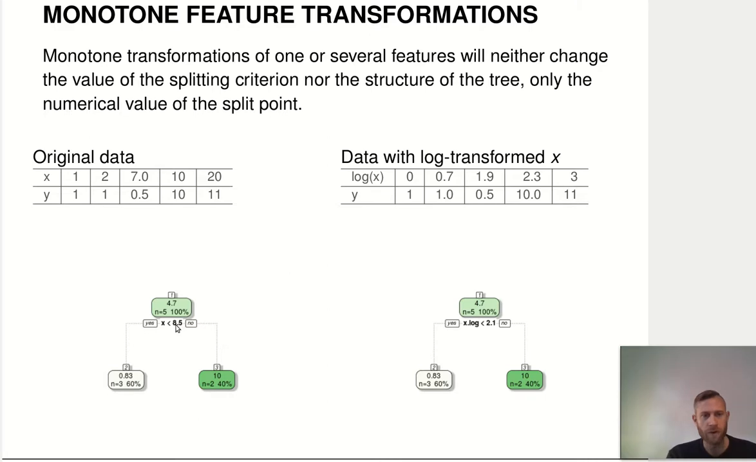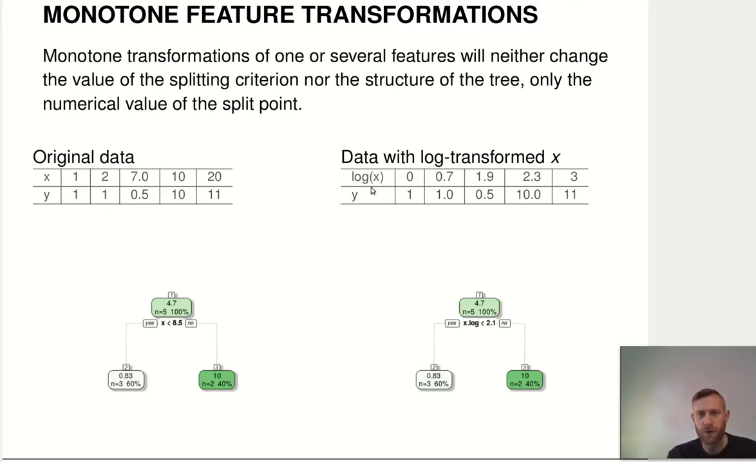So the split point here is: if x is below 8.5, then I will predict 0.83, which is the mean of these three values. And if x is above that, I will predict the mean of these two values, 10 and 11, that's 10.5. So, okay, it's rounded 10. All right.